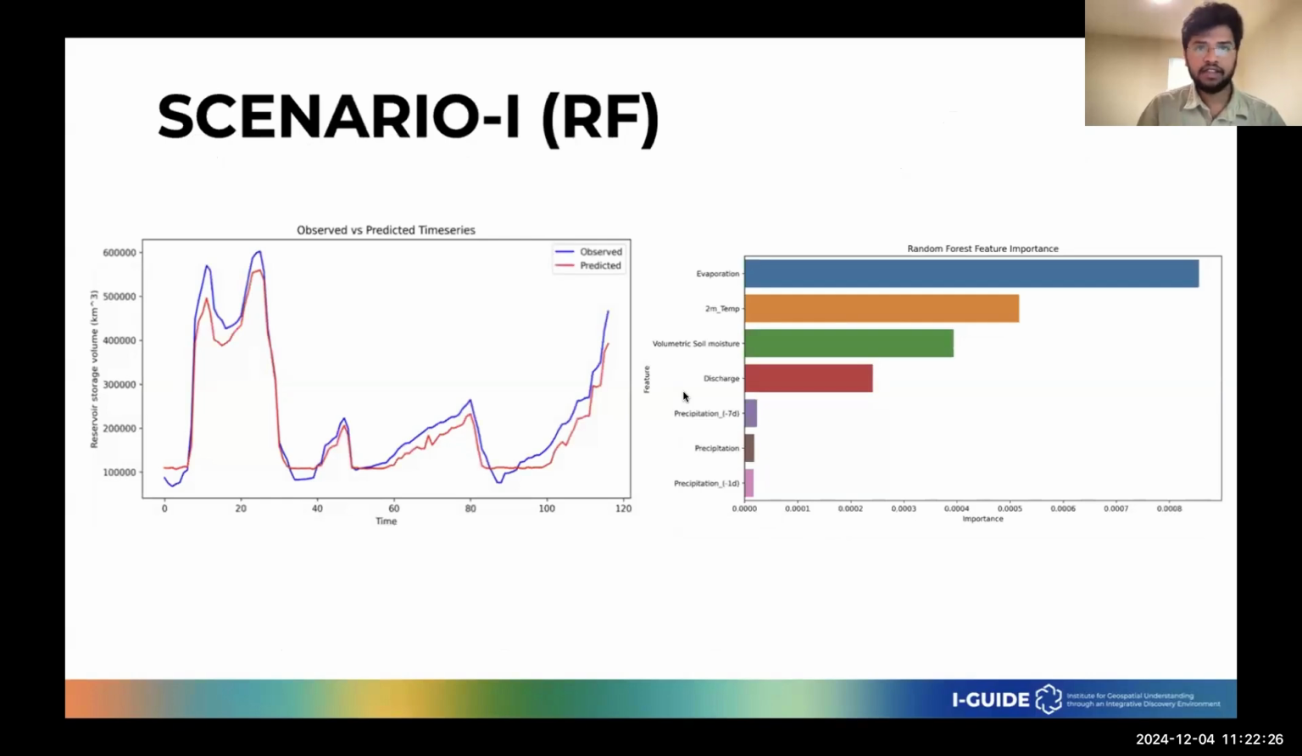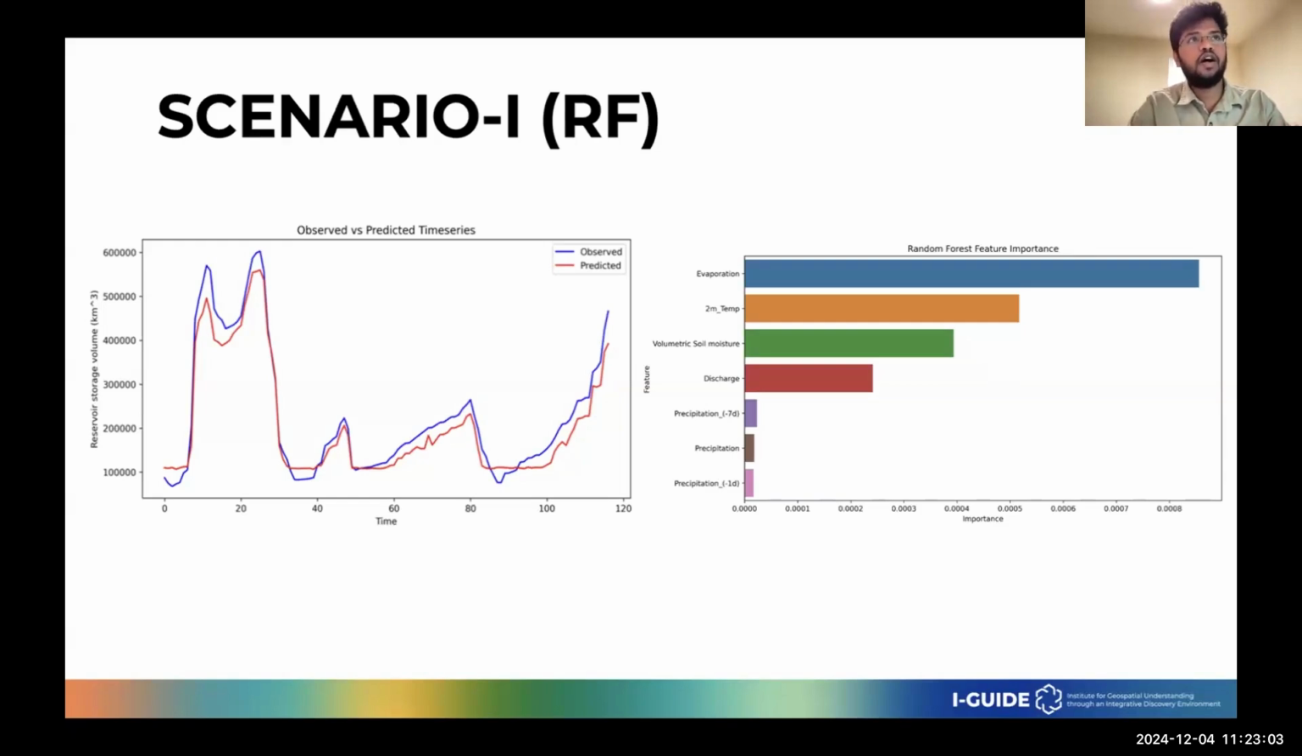So this is our results for scenario 1, where we use both the field-based data and also in combination with remote sensing data that we get from the freely available missions. On the left-hand side, you can see the time series, where the blue is the observed time series of reservoir storage volume change, while the red one is the predicted reservoir volume change by random forest using scenario 1.